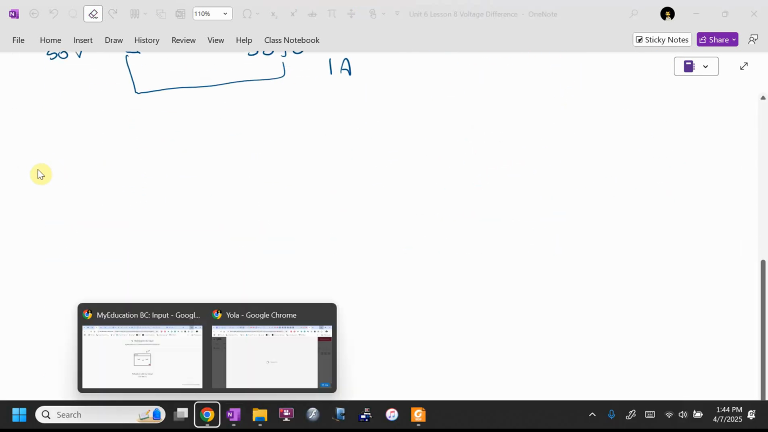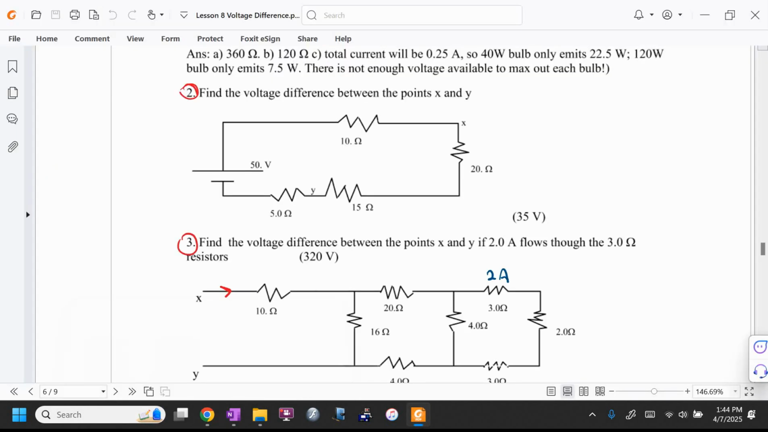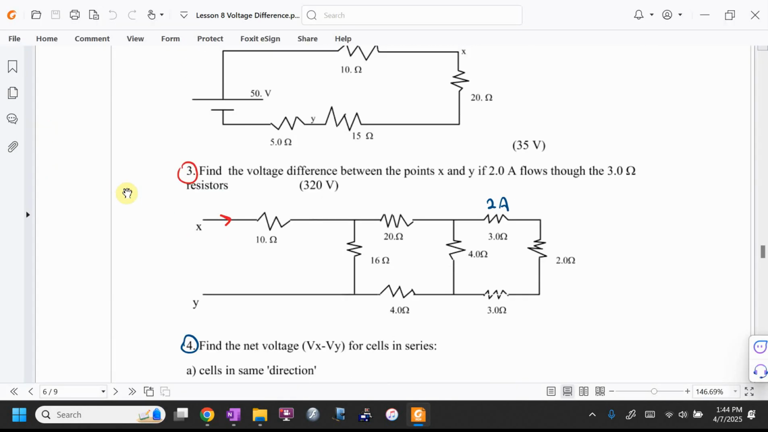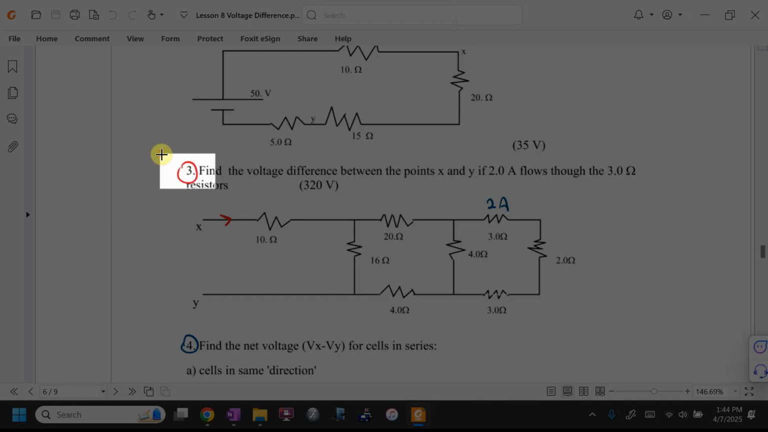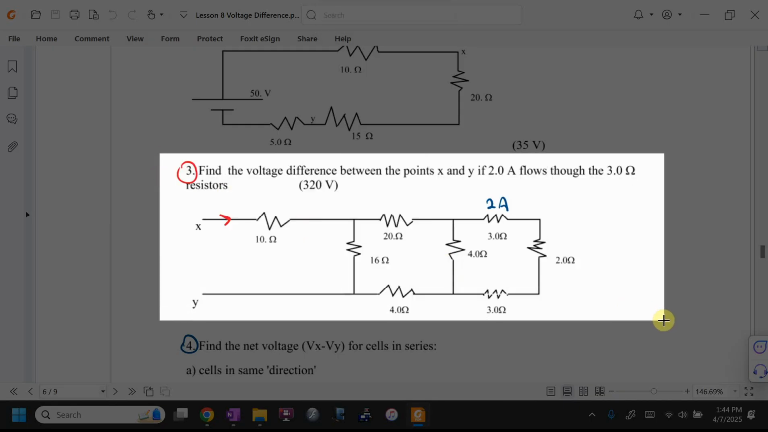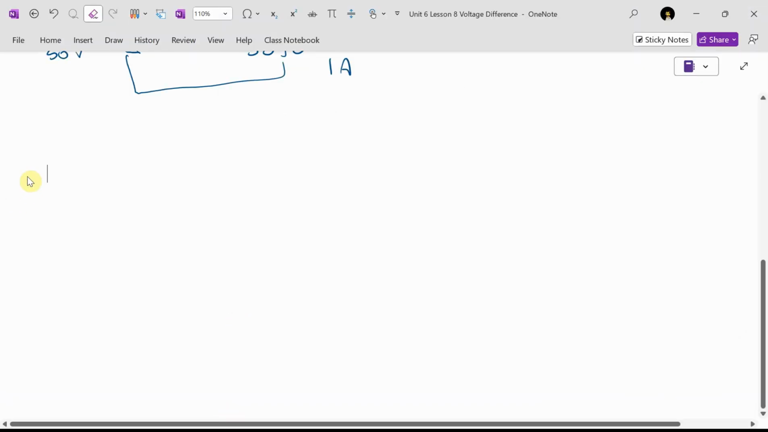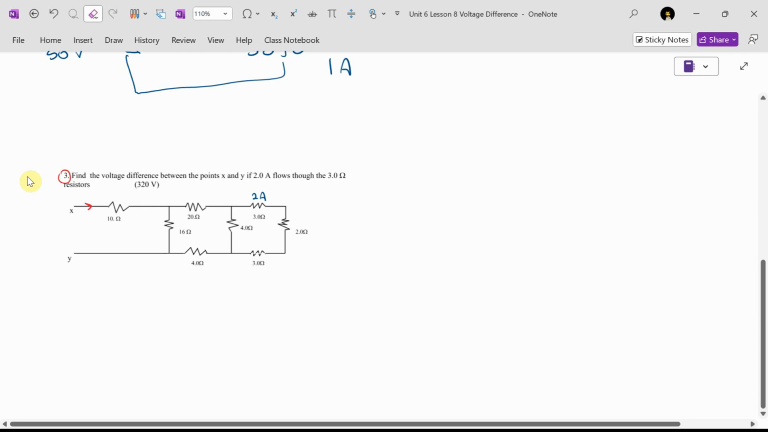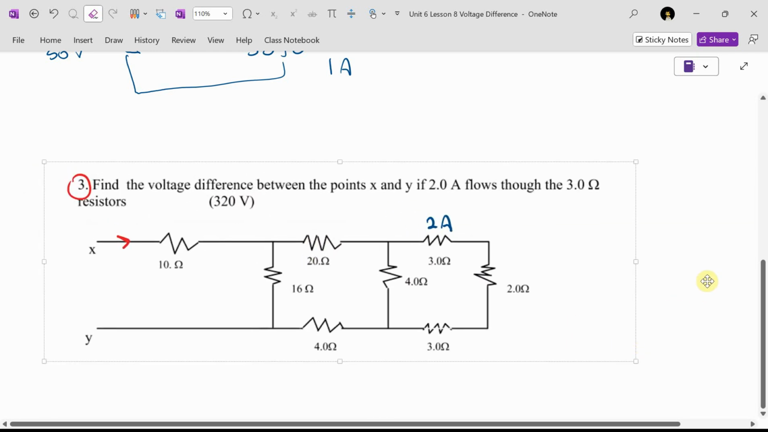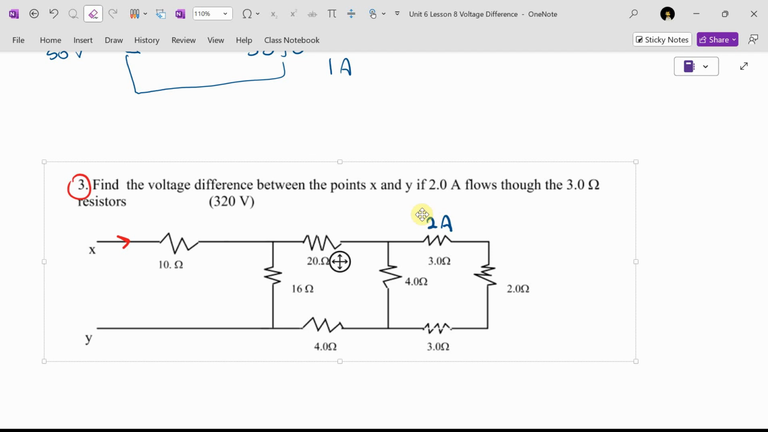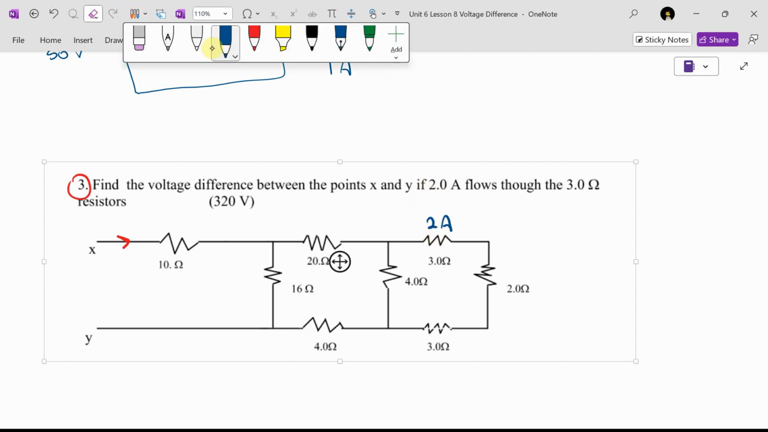Number 3. Number 3 is kind of a nice question. I kind of liked it. I filled in part of it already. Let me do my little copy thing. I should get 320 volts. Let's see. So it said that 2 amps flows through the 3 ohm resistor. I already wrote that in.